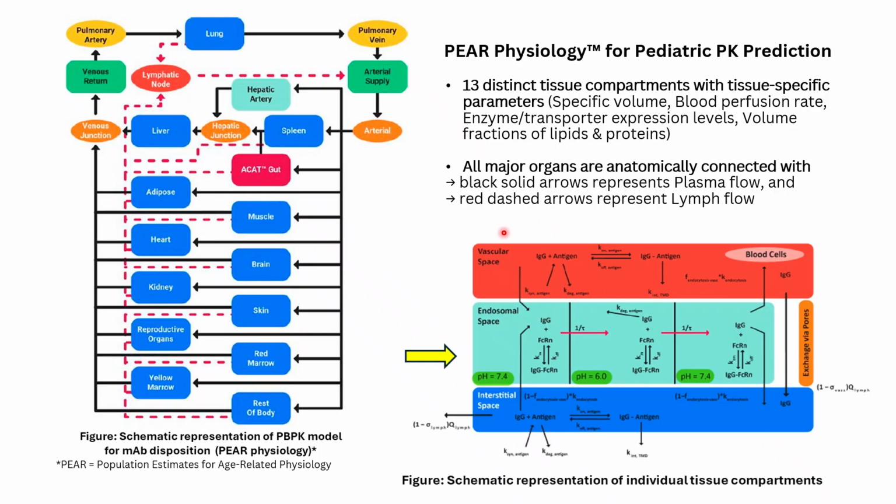Mechanistically, each organ is divided into vascular space, endosomal space, and interstitial space. And then this endosomal compartment is further subdivided to account for endosomal processes such as FcRn recycling and target-mediated drug disposition, which is particularly relevant for monoclonal antibodies.